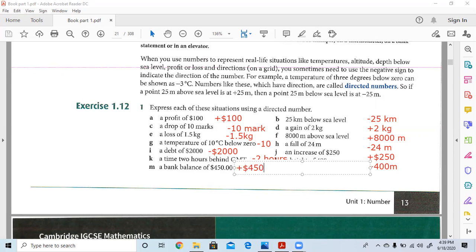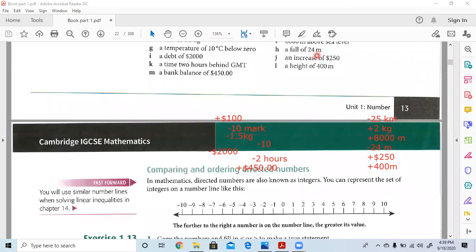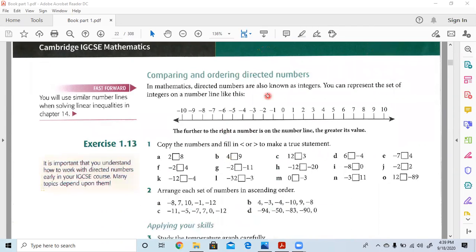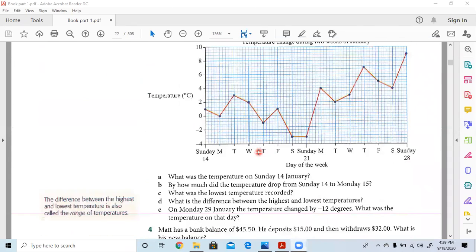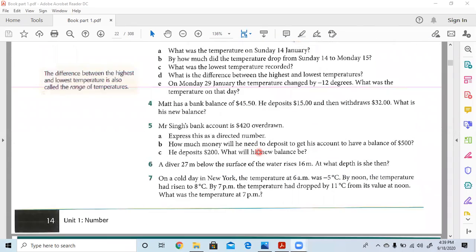So 450,000. Okay, so here are the answers. I hope all of you understand 1.2. Same as it is, you can see these answers. 1.3 is also so easy, so you can easily do this by yourself.